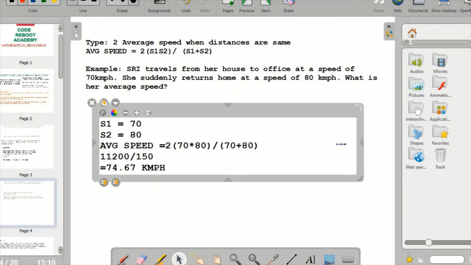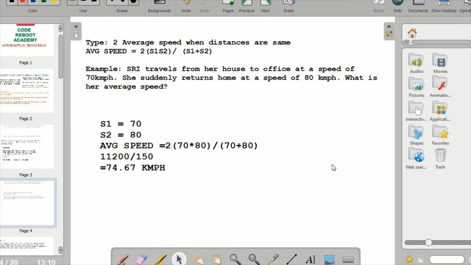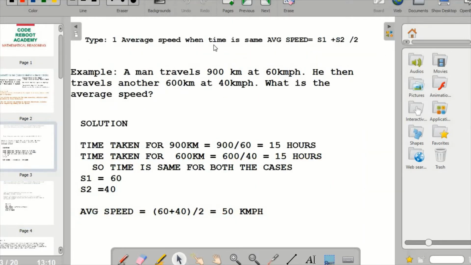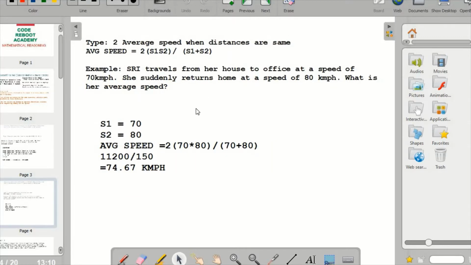Okay. So till now we have seen two types. In the first type, we have the same time, and we have to calculate the average speed. In the second type, we have the distance same, and we have to calculate the average speed.